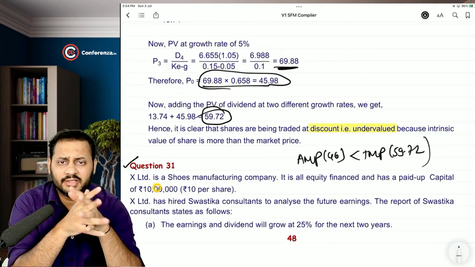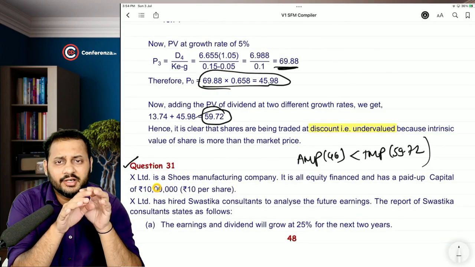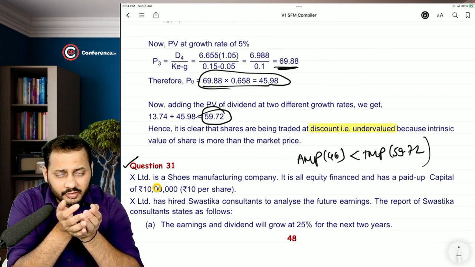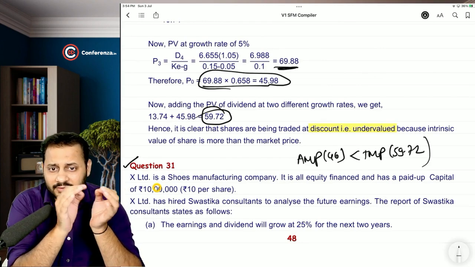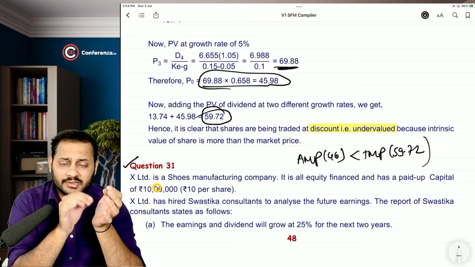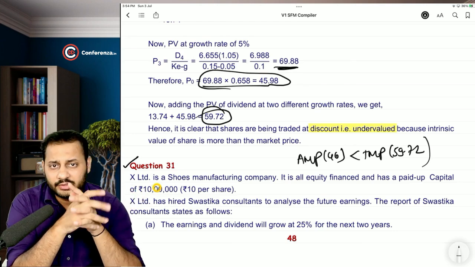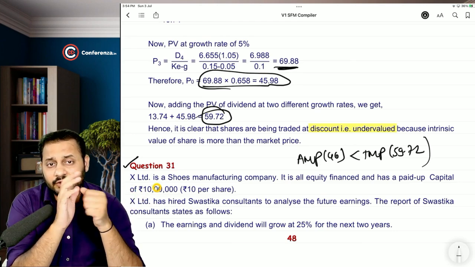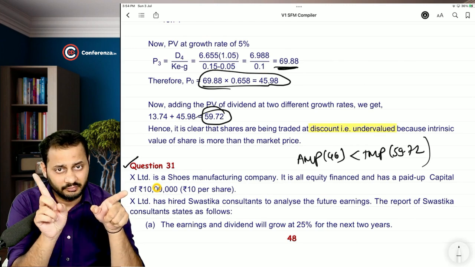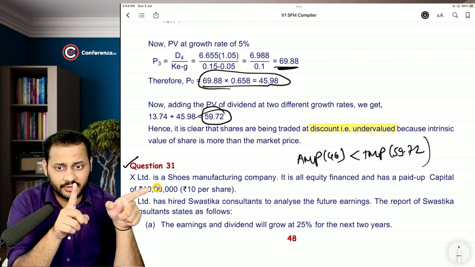X Limited is a shoes manufacturing company. It is an all-equity financed company. No other type of capital is there in this company. It has a paid up capital of 10 lakh rupees. Face value is 10 rupees. That means the number of shares is 1 lakh, 10 lakh divided by 10.